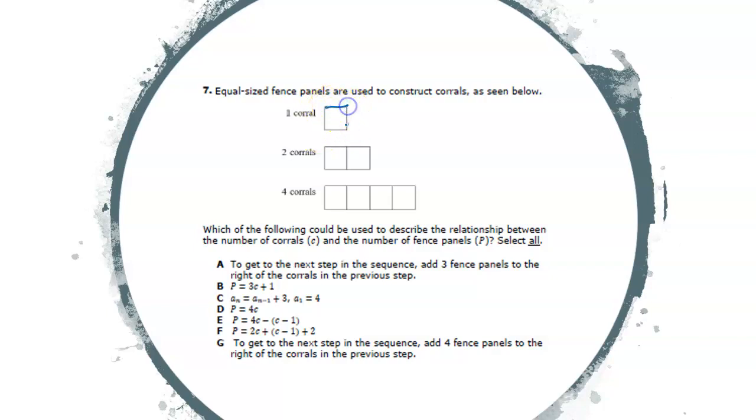Each fence panel is a side. 1, 2, 3, 4. 4 fence panels make up one corral. Then we go to number 2. 1, 2, 3, 4, 5, 6, 7 make up 2 corrals. Okay, it skipped 3 corrals, but let's add it in. 3, and then we count 1 through 10. 4 corrals, 1 through 13.